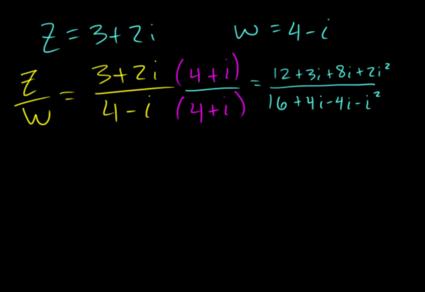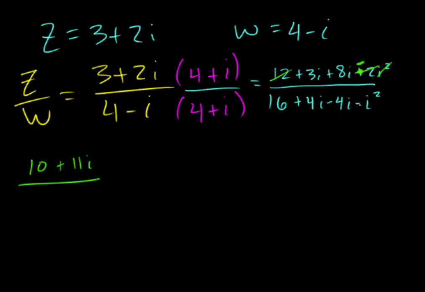Okay, so we're going to do a couple things. So since this is a negative 1, we can cross it out, change the sign. So this is like a negative 2. Negative 2 plus 12 is going to give us a 10. Okay, we've taken care of that. Now we have 8, 9, 10, 11. So we have 11i.